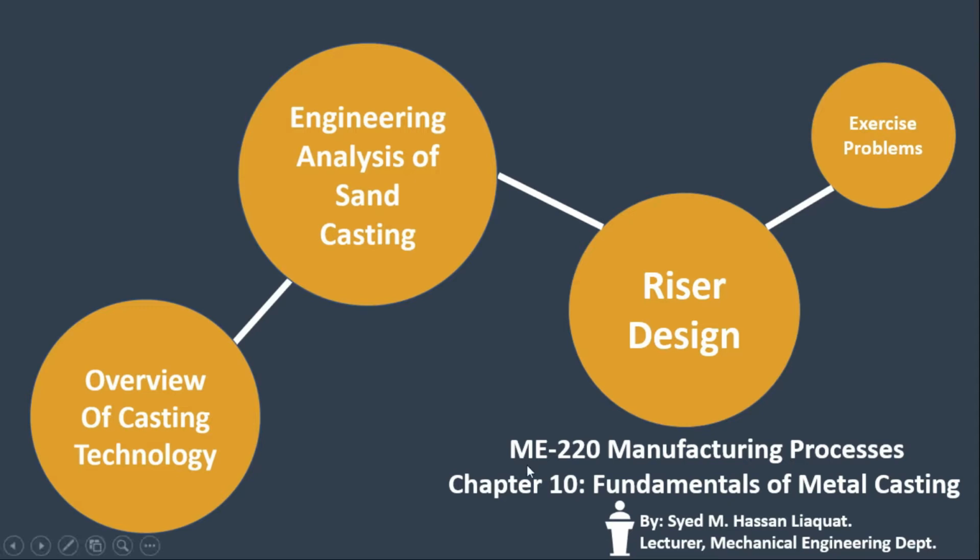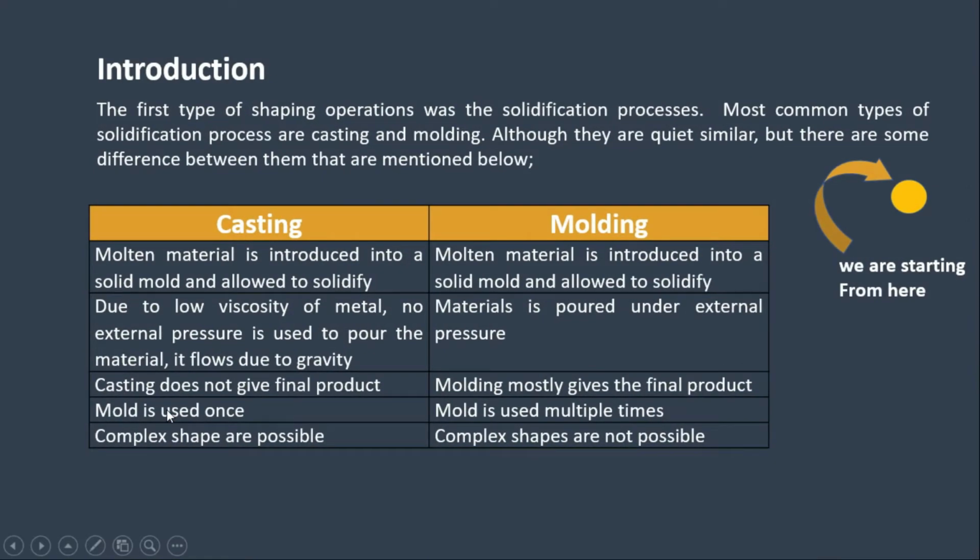So let's start with a brief overview of the casting technology. Casting technology dates back 6,000 years, and it's a simple process in which molten metal flows by gravity or other forces into a mold, where it solidifies in the shape of the mold cavity. So we simply melt any material and pour it into the mold cavity and allow it to solidify. That's the simple mechanism of casting technology.